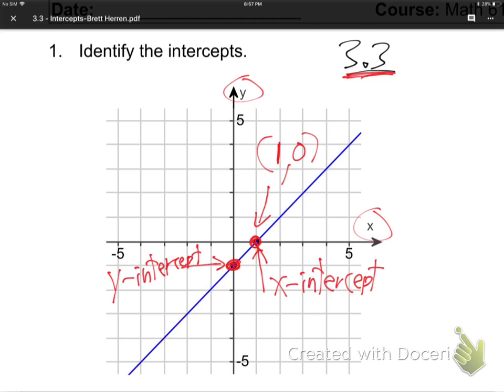If you were to give instructions on how to get there from the middle, you'd say go right 1 and don't go up at all. Remember, the first number's over. The second number's up or down. Remember that with coordinates?